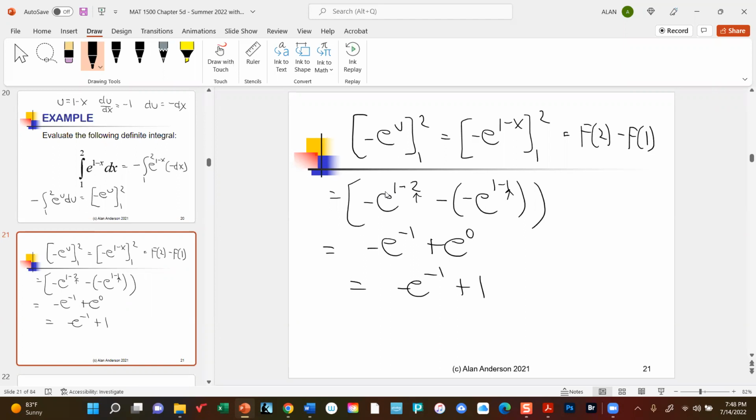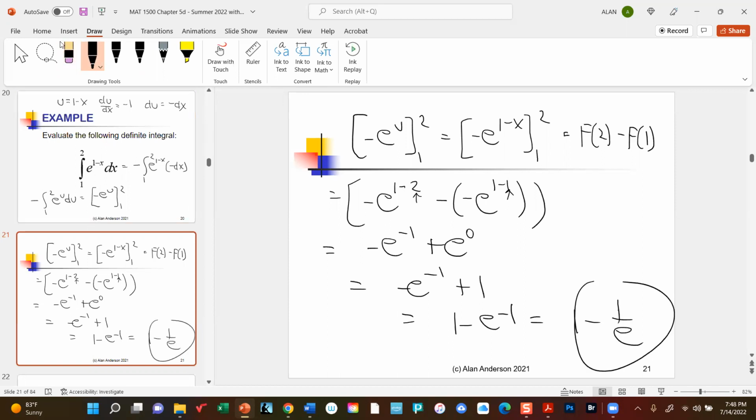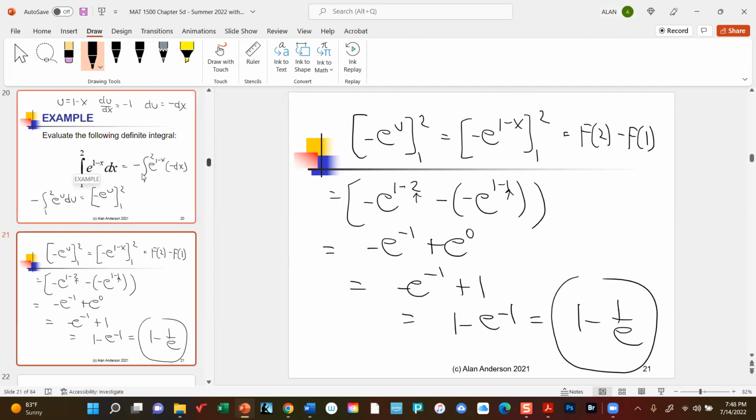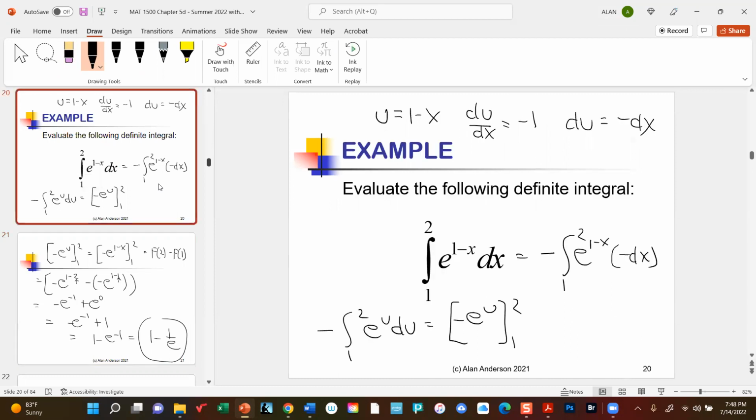And that's it. You're done. Or if you want, you could rewrite it as 1 minus e to the minus 1. Or if you prefer, 1 minus 1 over e. There we go. And that's it. So you've got the extra complication here that it's a definite integral, but the basic strategy hasn't changed. You have to replace the u again with x, and then you can apply these limits of integration.